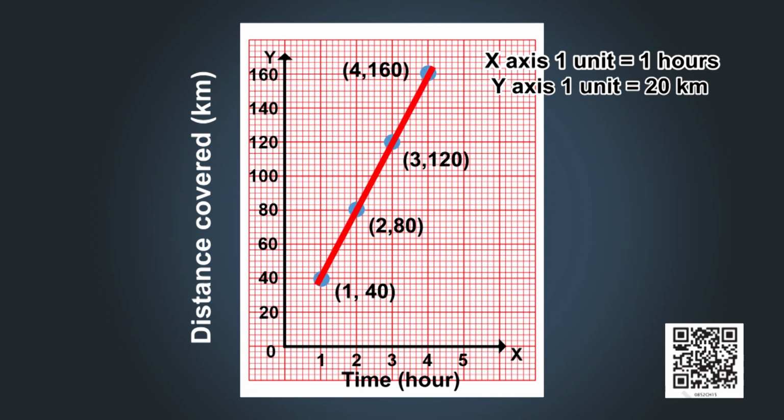Now, to find out how much time it requires to cover 100 km distance by the car, locate 100 km on the y-axis. Follow the horizontal line through 100 km till you meet the graph, say point P. From P, take a vertical line to meet the x-axis. That point on the x-axis is the time required to cover 100 km. That is 2 hours 30 minutes.